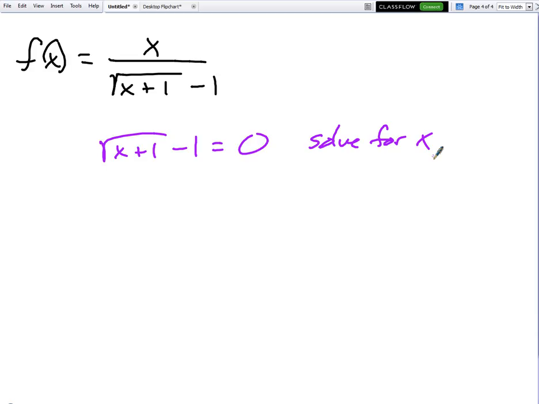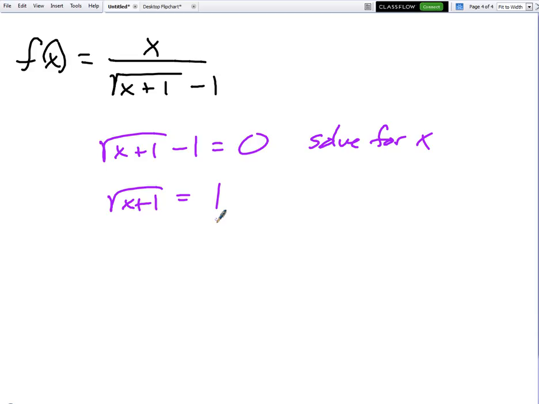Quick review here, because this is a good thing. This is solving a radical equation. So how do we solve this? Okay, good. We isolate the radical. Square root of x plus 1 equals 1. Now what? Square each side. Oh, flags go up everywhere. Red flags. We squared both sides. What does that mean?